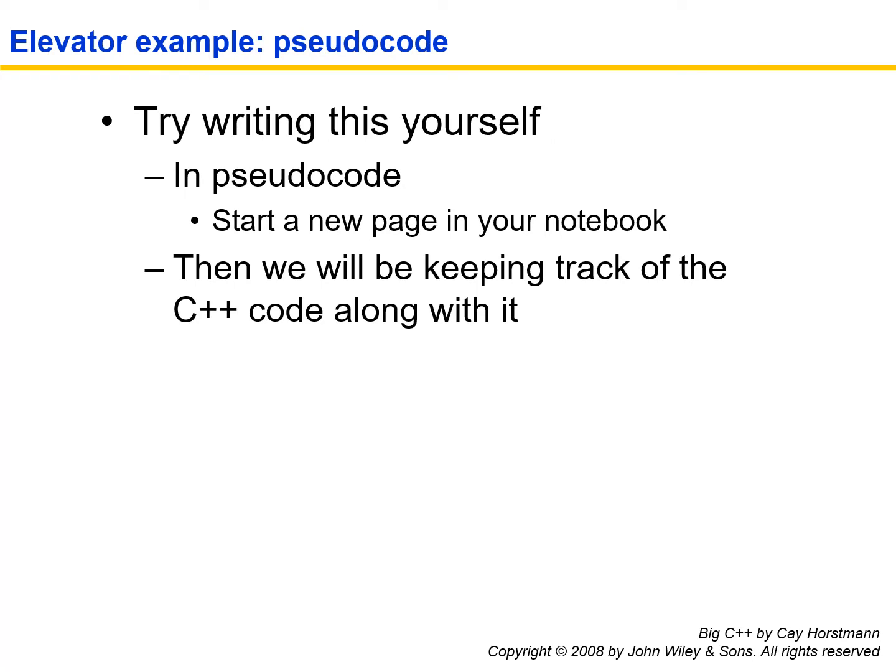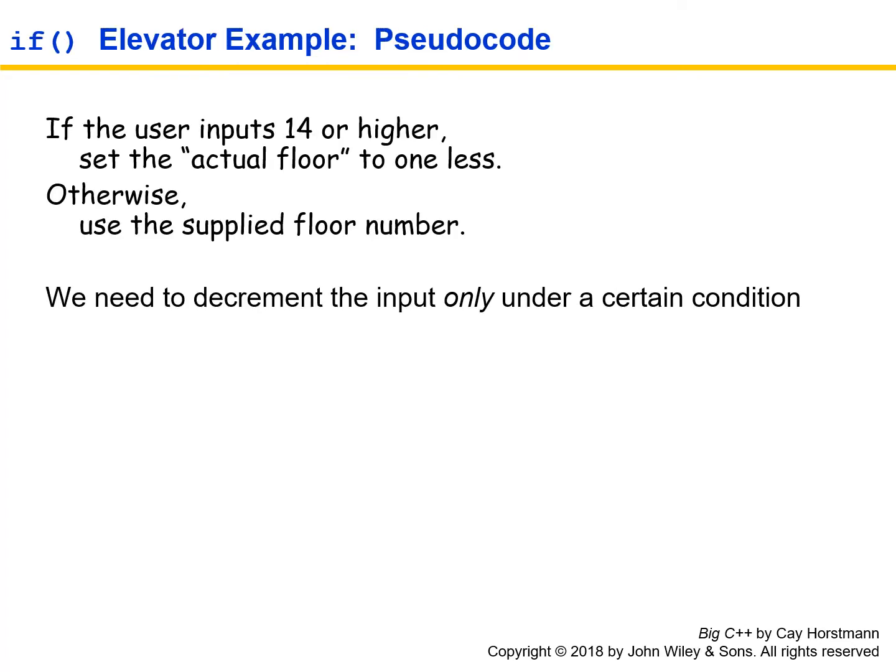So try writing this yourself in pseudocode. Start a new page in your notebook, and then keep track of the C++ code on the same page. So our pseudocode looks sort of like this. If the user inputs 14 or higher, we're going to set the actual floor to 1 less. 14 becomes 13, 15 becomes 14, and so forth and so on. Otherwise, else, we're going to use the supplied floor number. If they typed 12, then go to floor 12. If they type 7, we'll go to floor 7.